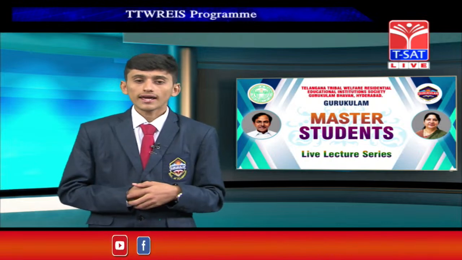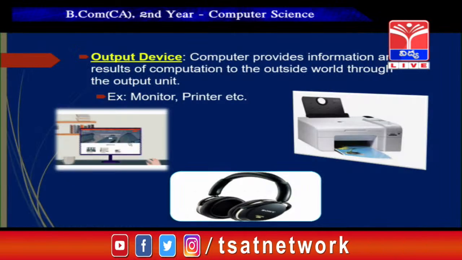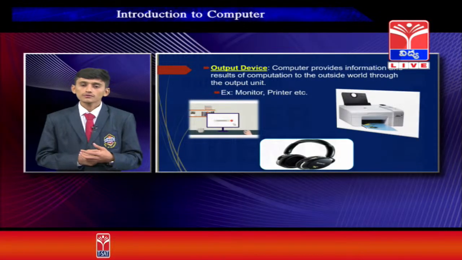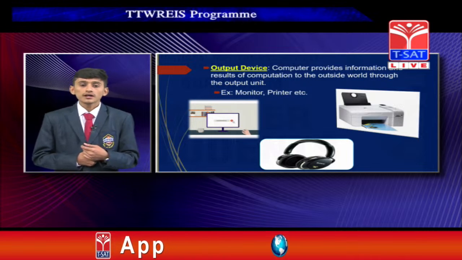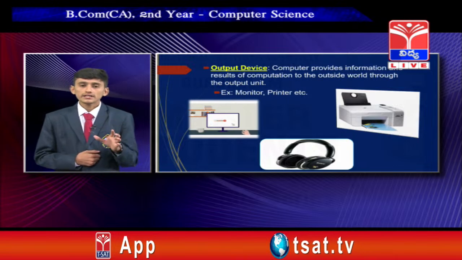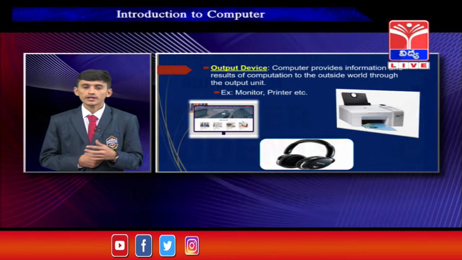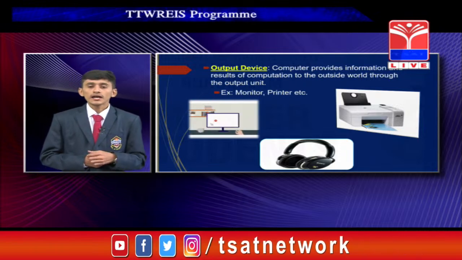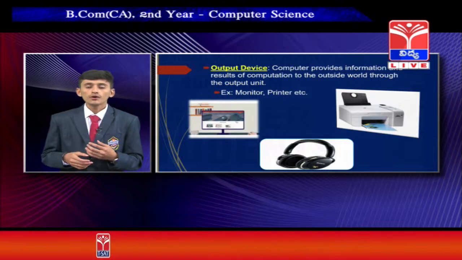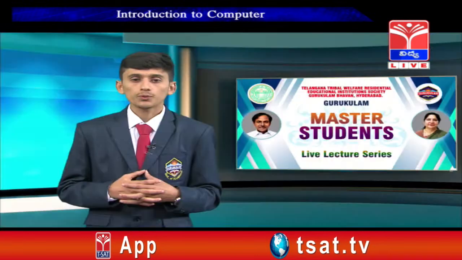Now I would like to explain about printers. Printers mean we can take any file format in the form of hard copy. We use monitors to view and watch whatever it may be, to view any output on the monitor. That is the example for monitor. And with headphones, we can listen to any songs and audio, whatever it may be. So that is the example for the output devices.